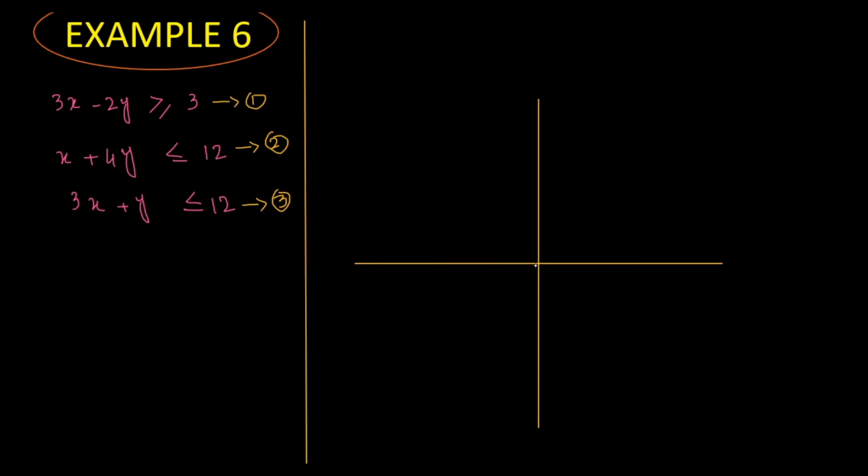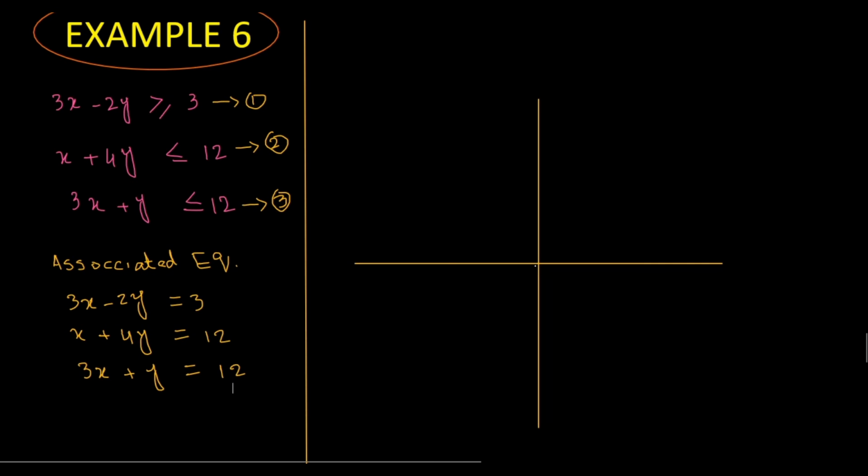Let me find the associated equations first. So the associated equations are 3x minus 2y equal to 3, x plus 4y equal to 12, and 3x plus y also equal to 12. Let us name these 4, 5, and 6.